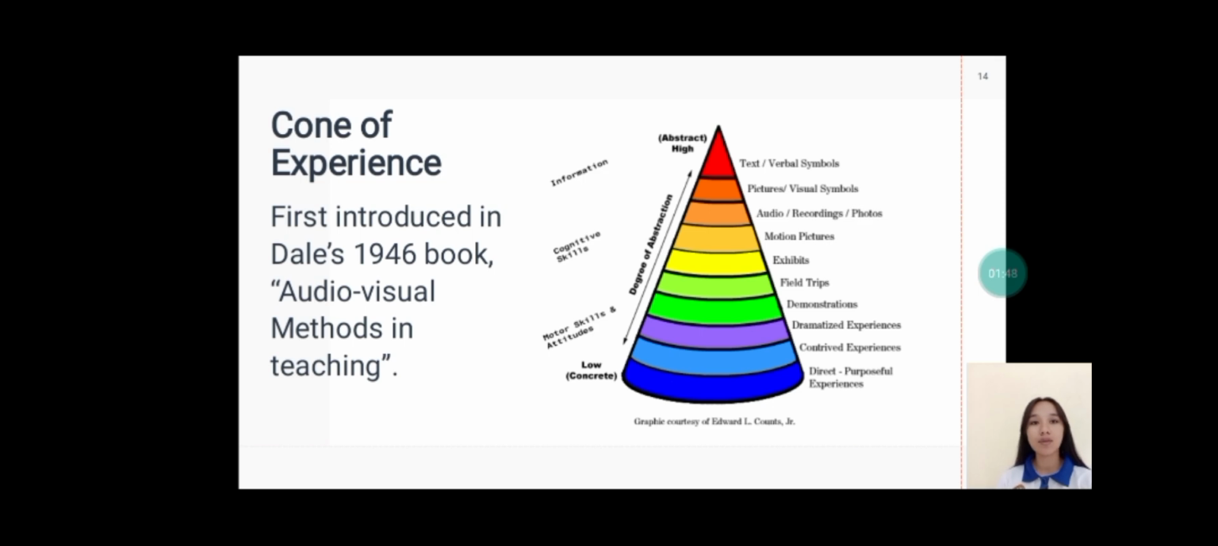So next is the cone of experience. This cone of experience was first introduced in Dale's 1946 book, Audiovisual Methods in Teaching. This is composed of 11 stages starting from concrete experience at the base of the cone, then it becomes more abstract as it reaches the peak of the cone.